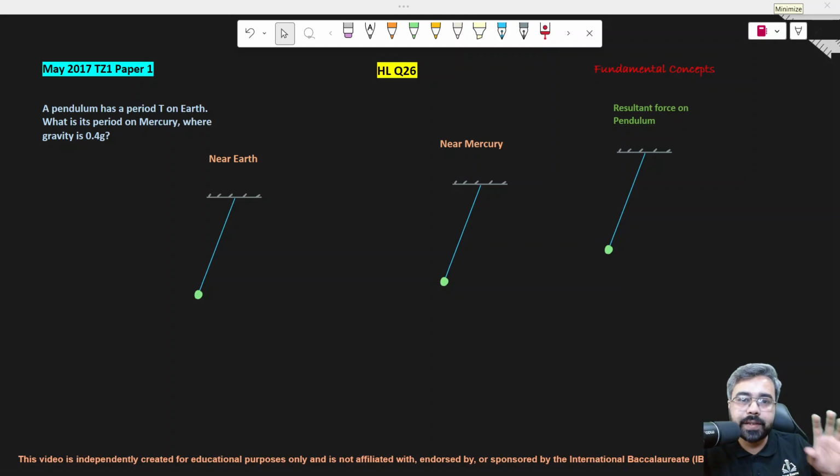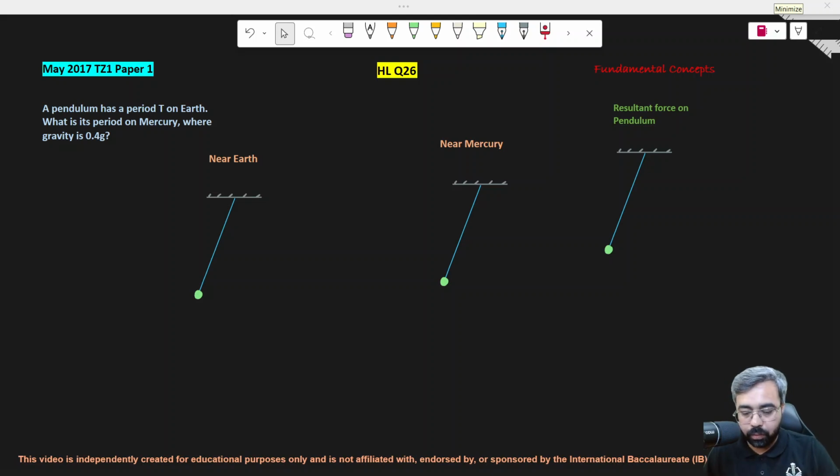If you perform the same experiment, measuring the time period of a simple pendulum, on two different planets like Earth and Mercury, then the time period of the pendulum is different in both places. And the thing that affects it is gravitational field strength, that is, the strength of the planet's gravity.